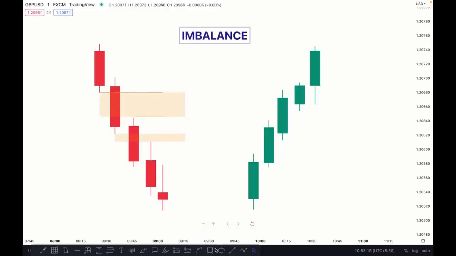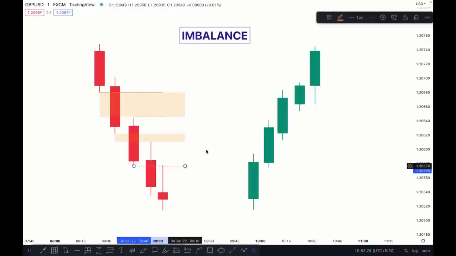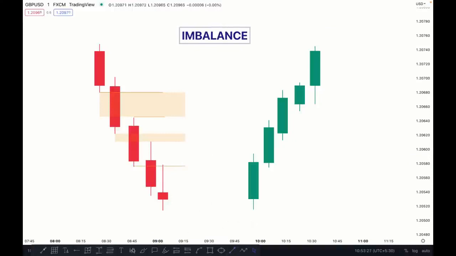Now let's move a little bit lower. As you can see here, this low and this high are already mitigated, so there is no imbalance left. As you can see here, there is no imbalance, so this one is also mitigated.